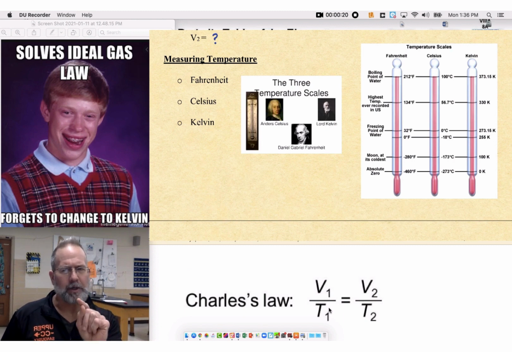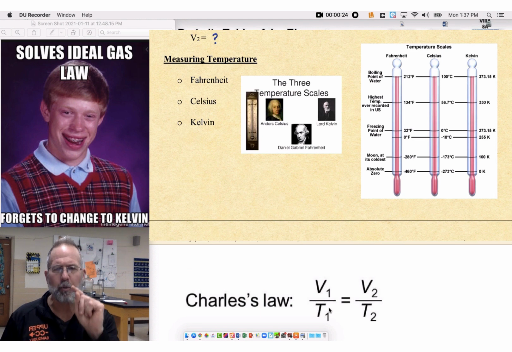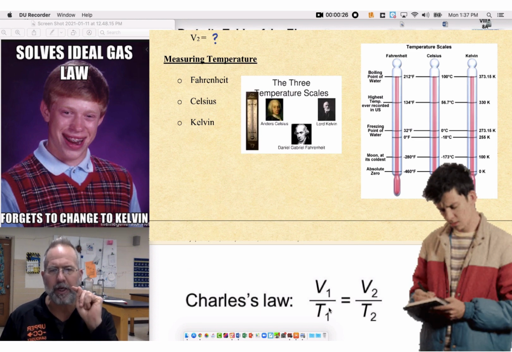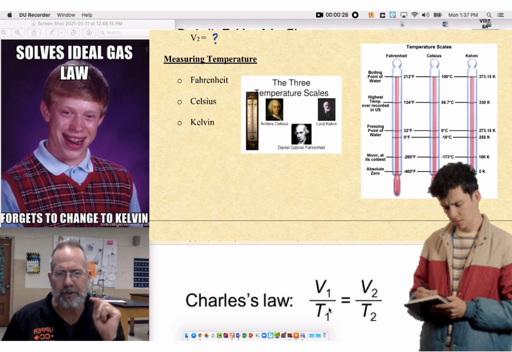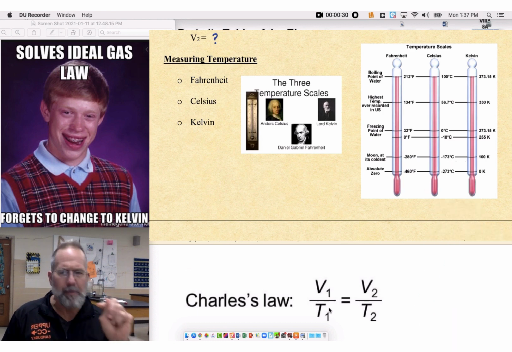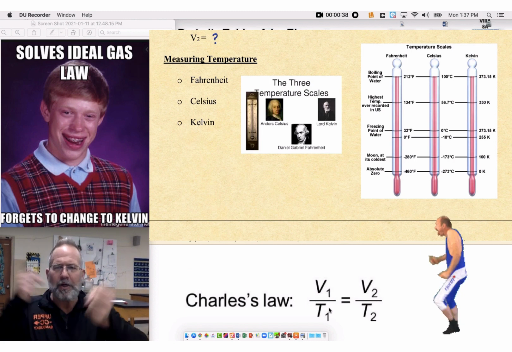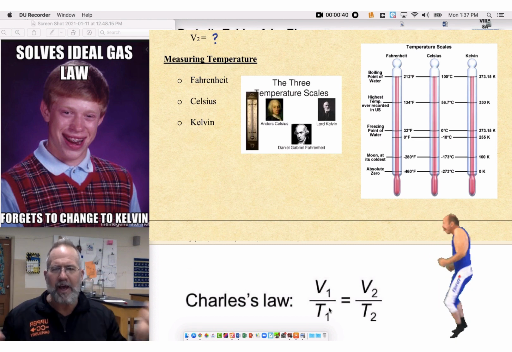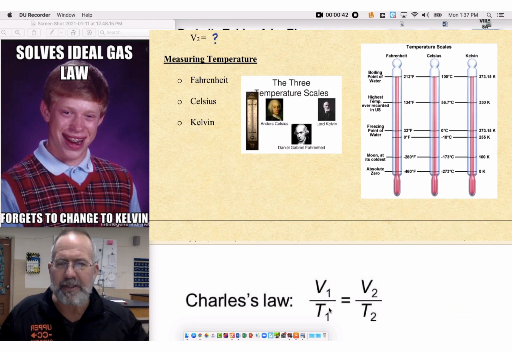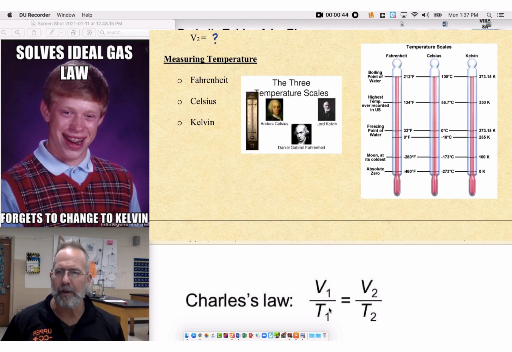Now, we talked about temperature before. We said that temperature was the average kinetic energy of the particles. And we also stated that that really meant that's how fast the particles were moving. As the temperature goes up, the particles move faster. As the particles move faster, they need more space. They need to spread out.